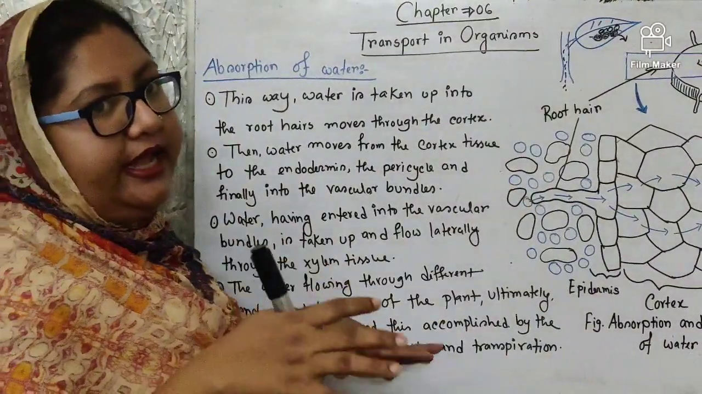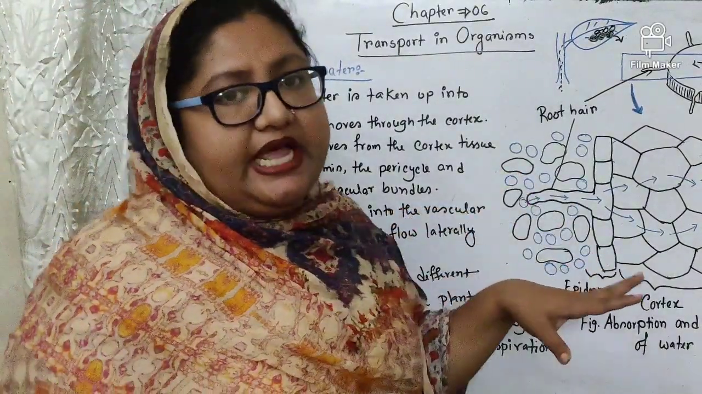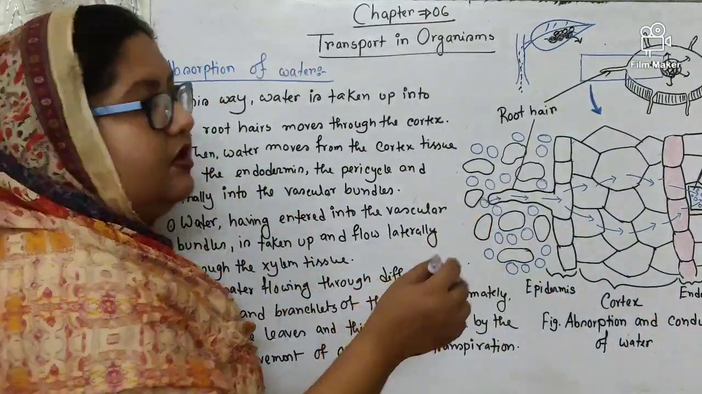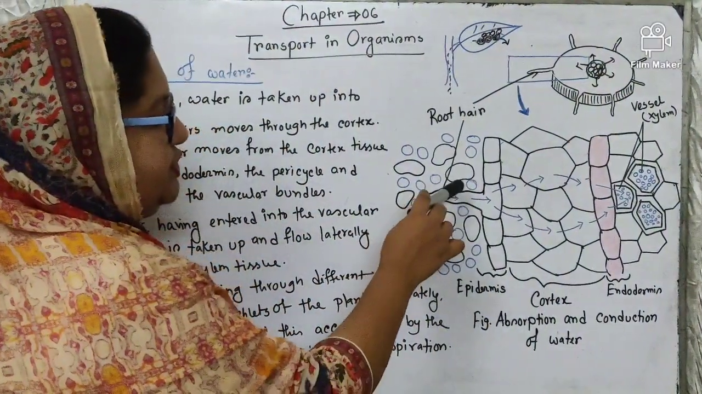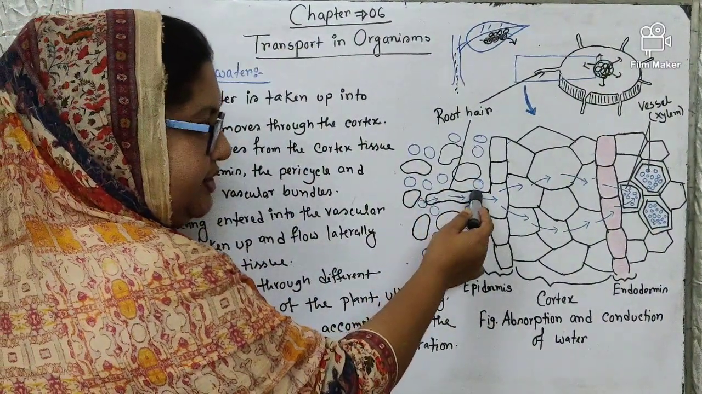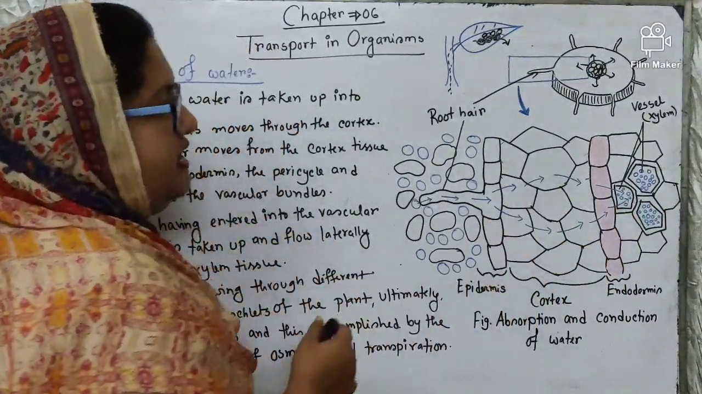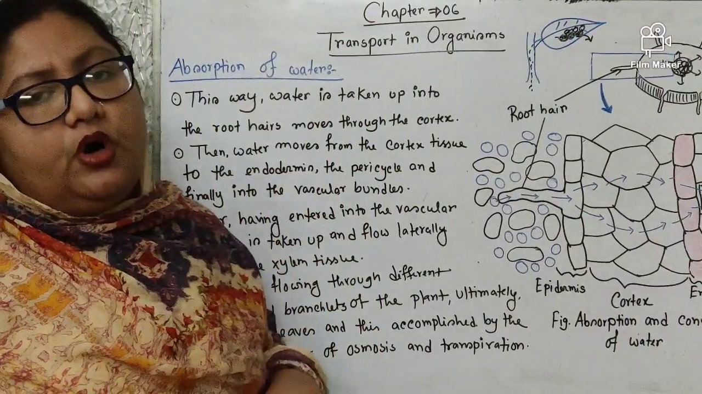So if I repeat the total process again, the plant generally absorbs capillary water through the roots. These roots have lots of root hairs. Through these root hairs, water enters the root hair, then the cortex, then the endodermis, and finally the vascular bundle. This is the absorption of water.